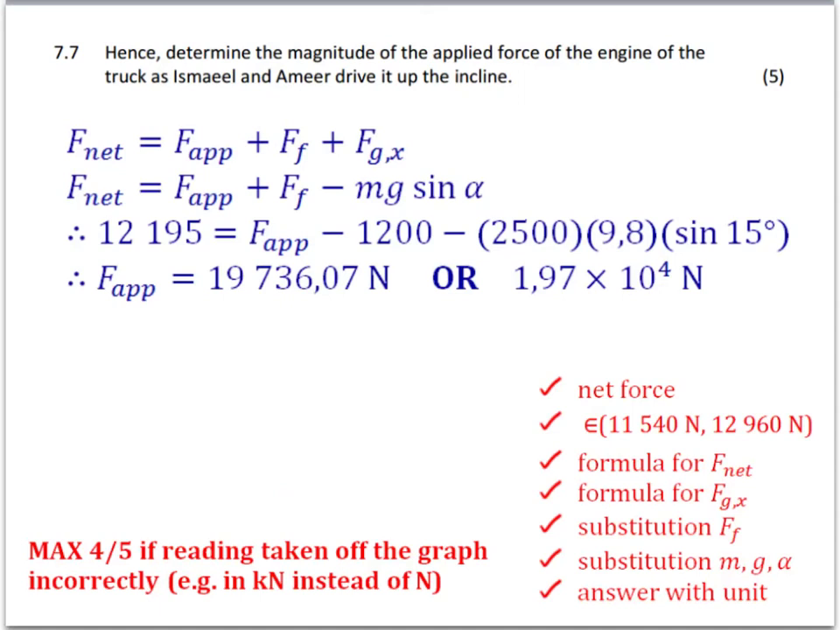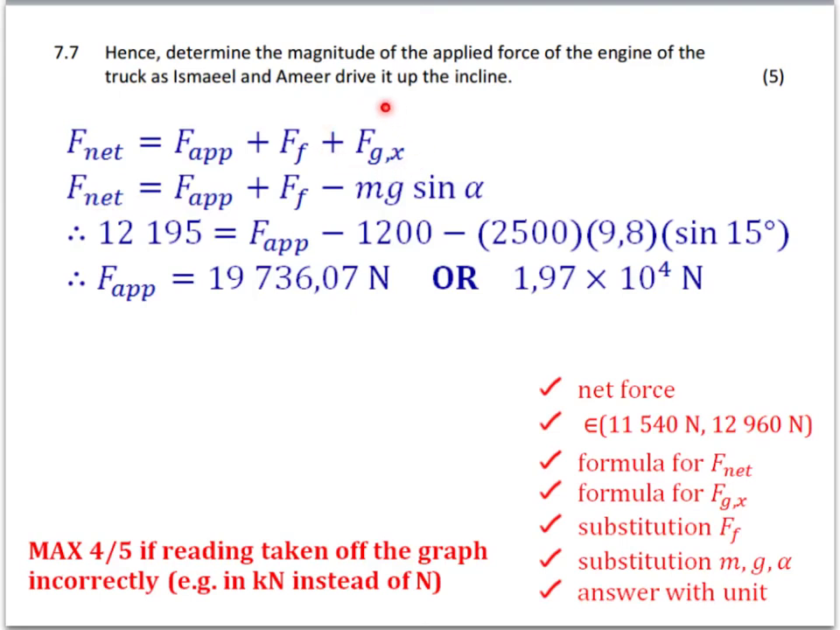In question 7.7, we are asked to determine the magnitude of the applied force of the engine of the truck. The only force we don't really know is this applied force, so we're able to set up an equation that allows us to solve for it. The frictional force, we've been given, is 1,200 newtons. The net force we've just determined from question 7.6, on average about 12,000 newtons, in this particular case 12,195 newtons.